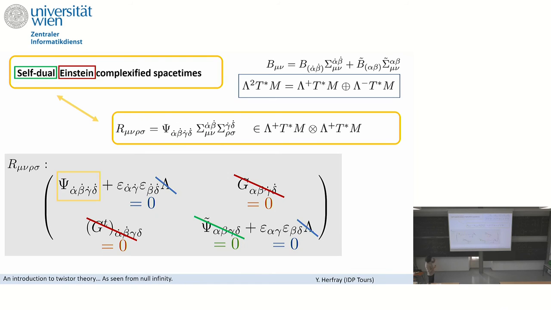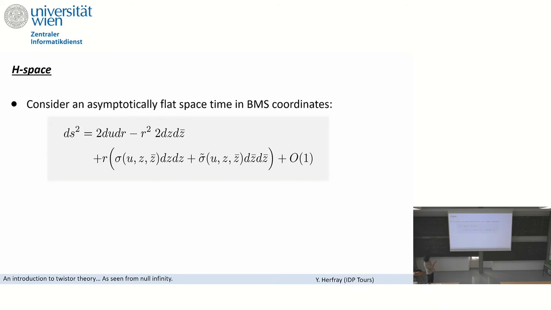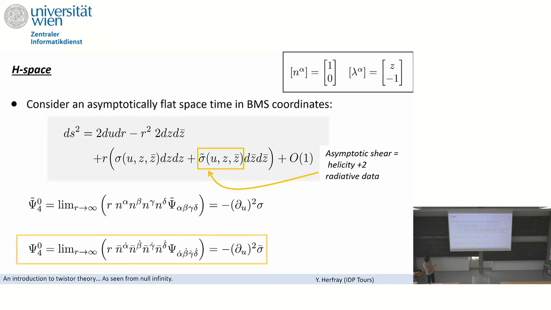Well, okay. I'm going to give a different explanation. So now we are coming to H space. The idea of this presentation is to think about scri. So how do all these definitions relate to scri? H space is going to be the following thing. It's going to be an asymptotically flat spacetime. So for us, we are thinking of it as an expansion in BMS coordinates.